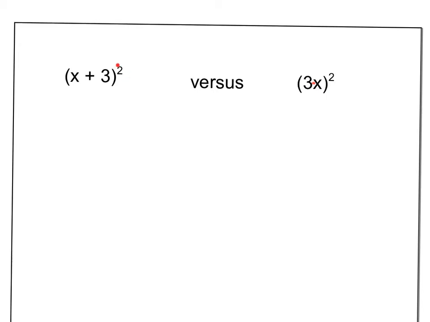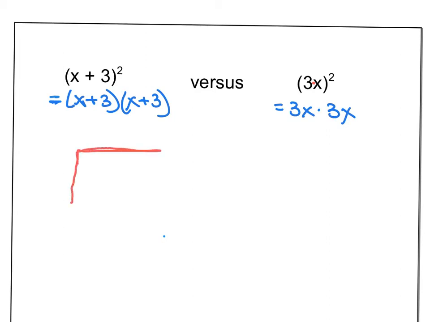Now, really when you see this squared, what you want to think of is you take everything inside and square it. So if I were going to rewrite this a little bit more properly, x plus 3 squared is really x plus 3 times x plus 3, where the guy on the right, 3x squared, is really 3x times 3x. So now when I apply the area model to both of these, I'm going to get my boxes ready.